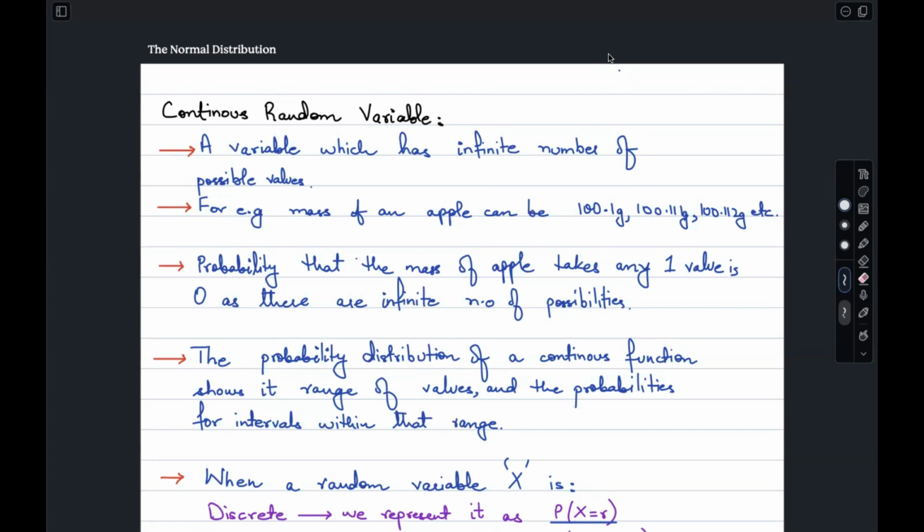And we can take the example of the height of people as well. They can take an infinite number of possible values. They can be 155.1 centimeters, 155.112 centimeters, and so on.